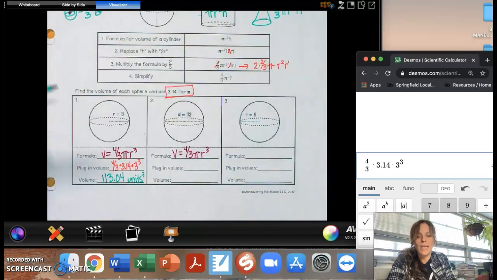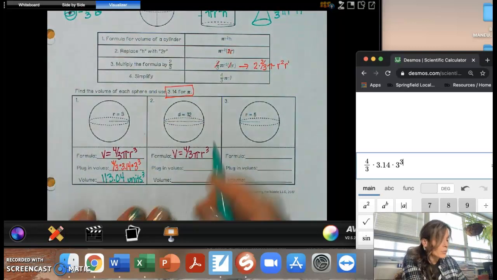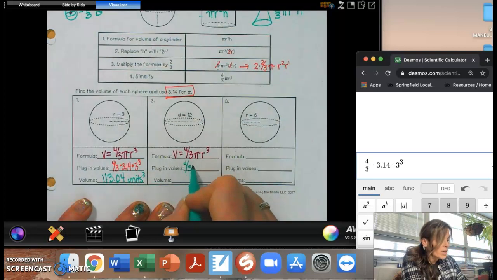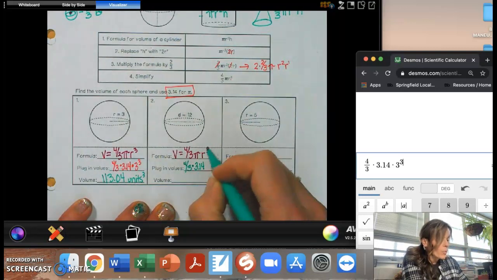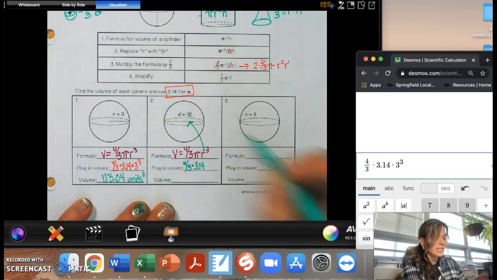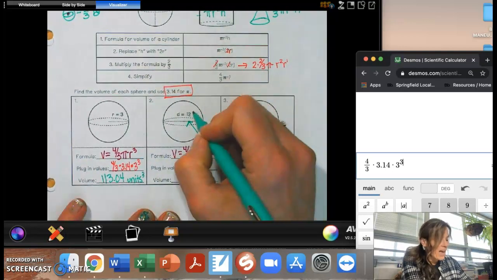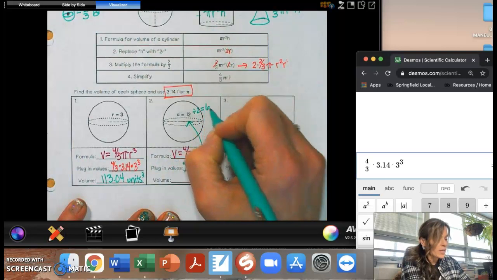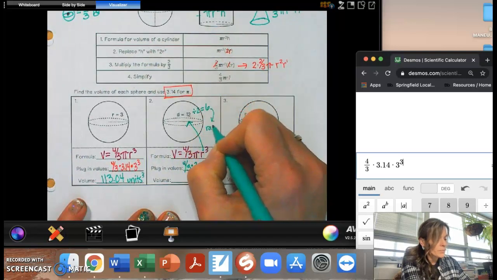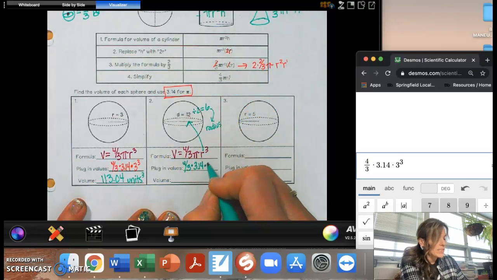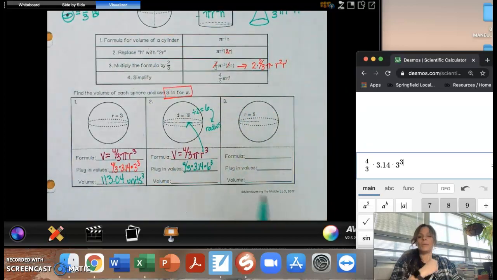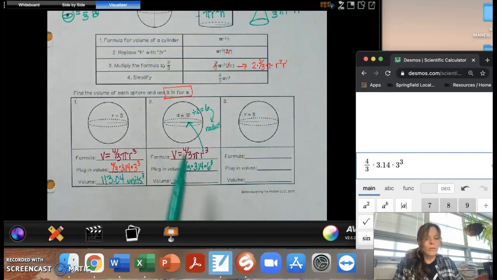If we were to do this second problem, what you have to remember is it's still 4/3. It's still 3.14. The radius is not the same as that. It is not 12. It is half of it. You have to divide it in half to get the radius. So it would be 6 to the third. Excuse me, not 6 times 3, 6 to the third. And then you're going to plug in all of those numbers and you will get the answer. And if it says round, round it. If not, you don't need to.